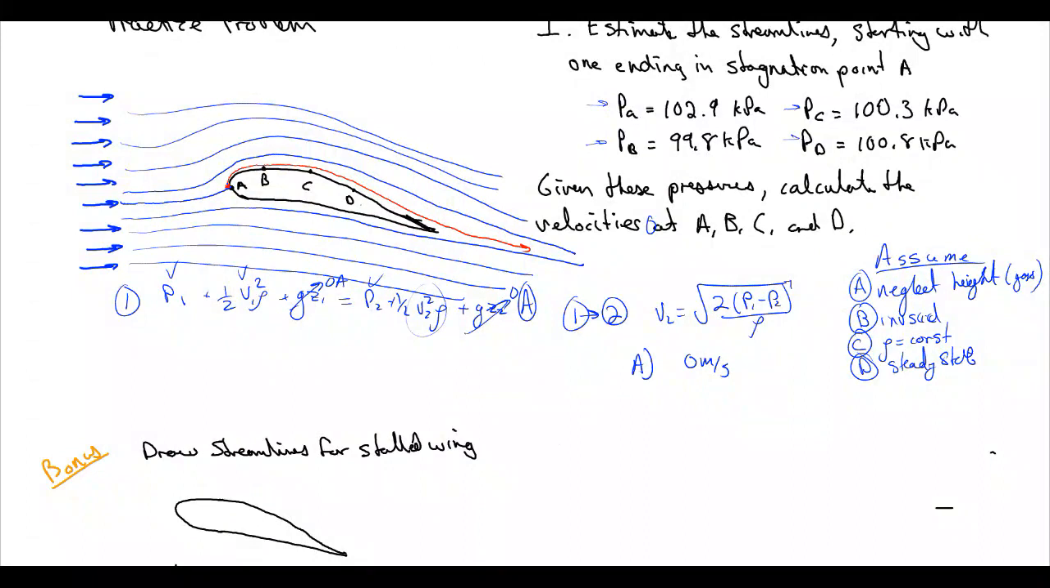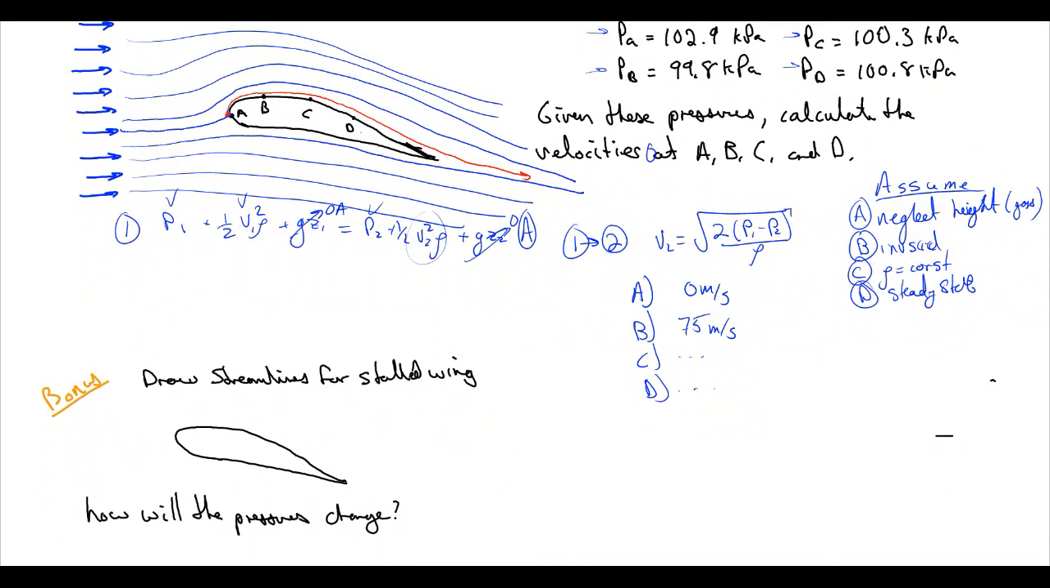Because P1 is equal to P2, that's P1 minus P2 is 0. For B, we get our velocity equals 75 meters per second. And I'll let you guys do the rest of these. Okay.